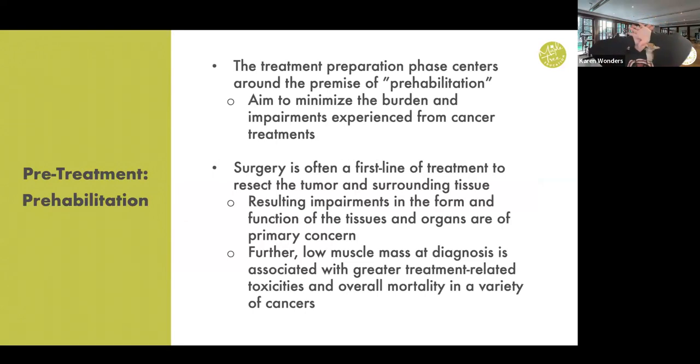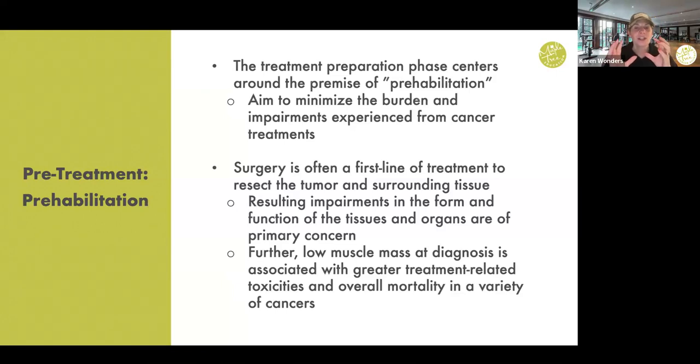So we talked about getting physician clearance. We talked about the fitness assessment that we do. Now let's talk about the exercise prescription according to those phases that we just talked about. So what do you do when you have someone who's just been diagnosed who hasn't started treatment yet? This is the prehab phase. We call this prehabilitation. So this means this person has been diagnosed with cancer, but they haven't started treatment yet.